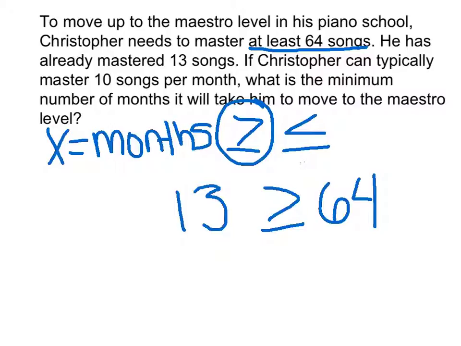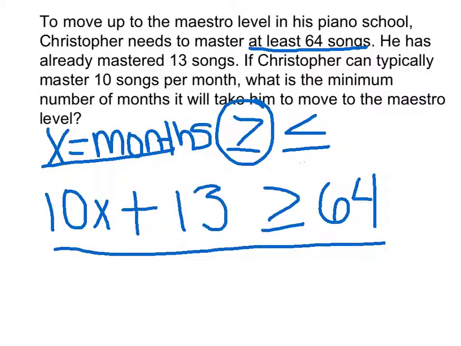So if Christopher can typically master 10 songs per month, he will have 10 songs per month, and our month is x, so we'll have our variable x next to 10, which stands for our 10 songs per month. Then we'll add the 13 songs he's already mastered. This gives us our equation to solve for x: 10x plus 13 is greater than or equal to 64. The next thing we want to do is isolate our variable x and solve for it.